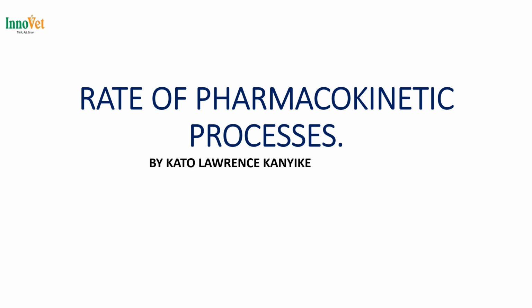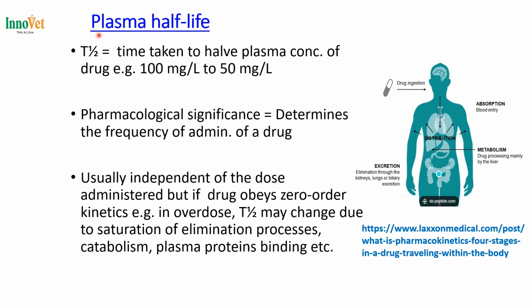Hello everyone, I'm Kato Lawrence Kanyike, and we are proceeding with the rate of pharmacokinetic processes. Well, to begin with, let us start with the plasma half-life. This is the time taken to remain with half the plasma concentration of the administered drug. For example, if you administer 100 milligrams of a drug per liter, the time taken for this 100 milligrams of the drug to reach 50 milligrams, or the time taken to remain with 50% of the drug, that is what we call the plasma half-life.